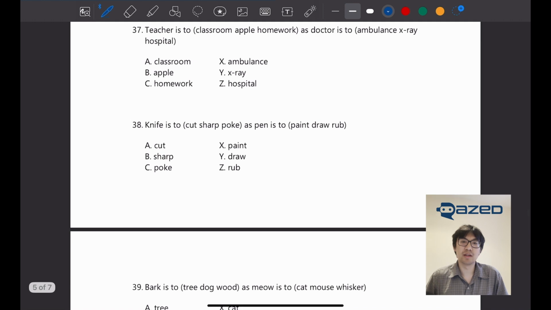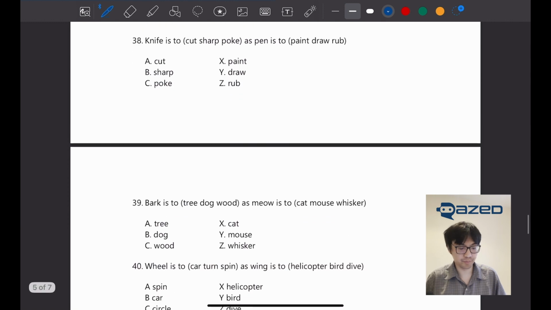Right, number 37. Teacher is to classroom, apple, homework, as doctor is to ambulance, x-ray, hospital. So straight away, for teacher, if we go through the first three options, classroom is where they work, apple is a symbol associated with it, and homework is something teachers give. And let's see for doctors. We have ambulance, which is kind of related, but they're not really the ones driving out. X-rays, something they do and they get results from. And hospital, another place where they work. So again, the strongest correlation is classroom and hospital.